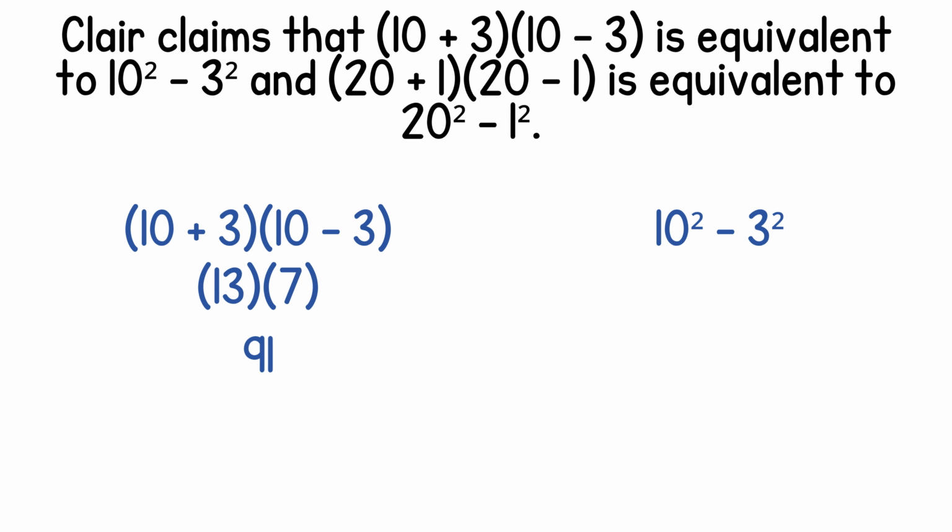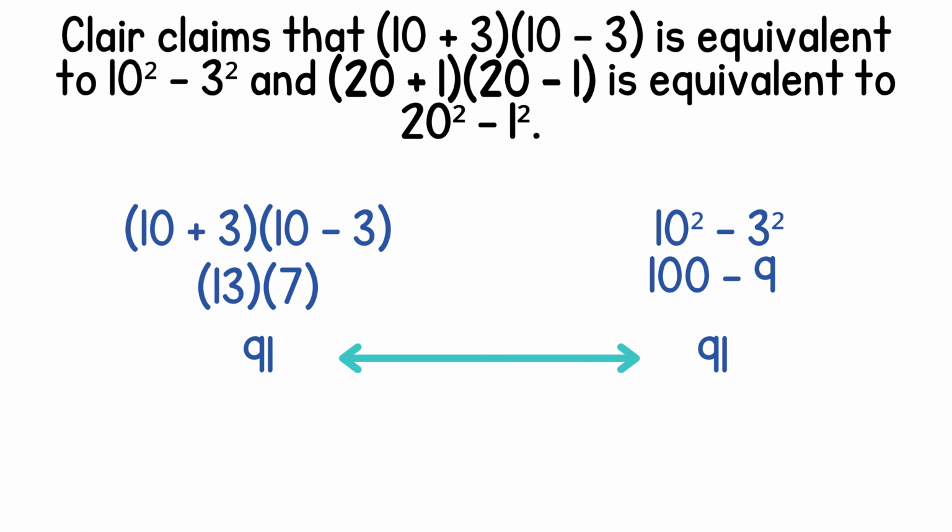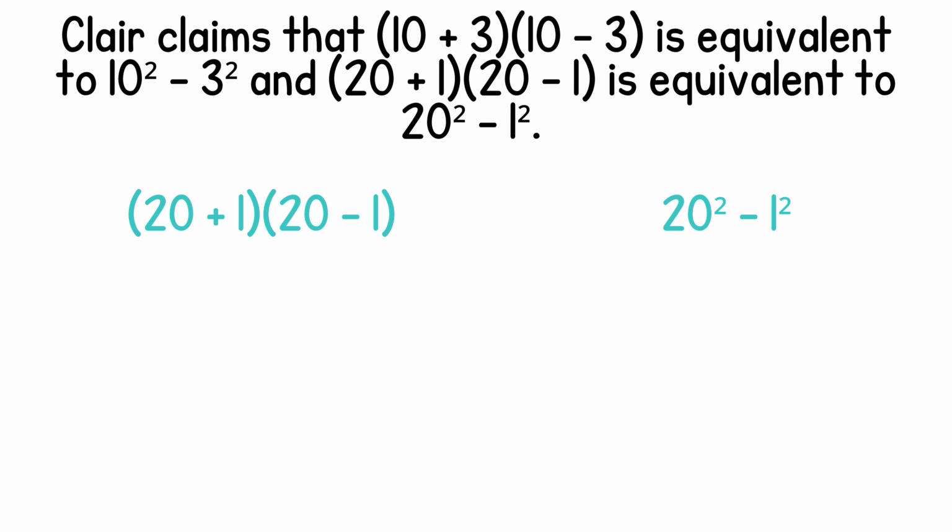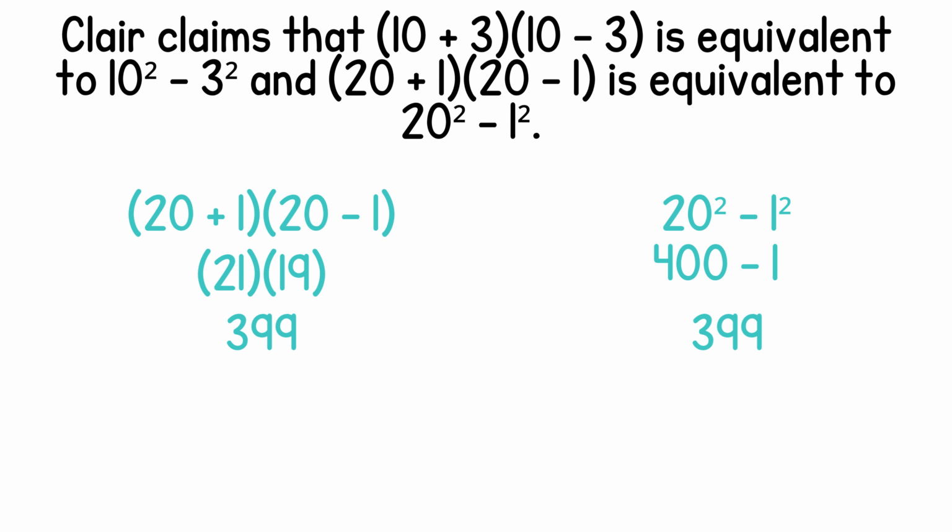Now let's look at the other expression of 10 squared minus 3 squared. 10 squared will give us 100, and 3 squared will give us 9. When we subtract 100 minus 9, we get 91. So we can see that this gives us the same answer. Now let's look at our other expression. So we'll take 20 plus 1 times 20 minus 1. Adding 20 and 1 gives us 21, and subtracting 20 and 1 gives us 19. When we multiply these together, we get 399. Now let's look at our other expression. If we square 20, we get 400, and if we square 1, we get 1. So 400 minus 1 gives us 399. So this matches as well, so Claire is correct.